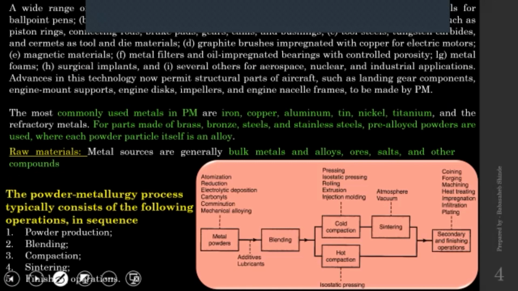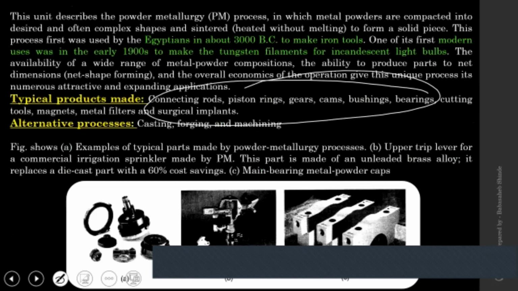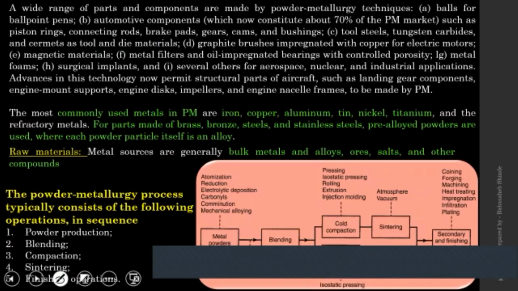Next. In addition to the examples that we saw over here, there are some more examples that we can discuss. These examples are balls for point pens, automotive components, tools, magnetic products, metal filters, metal foams, surgical implants, then aerospace, nuclear, and industrial applications. There are various products in these fields that are processed using this powder processing technique.